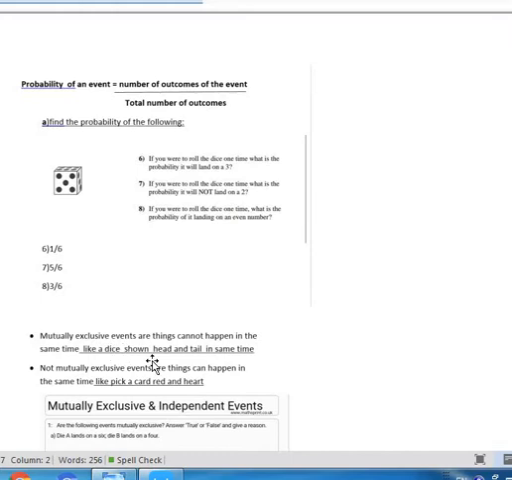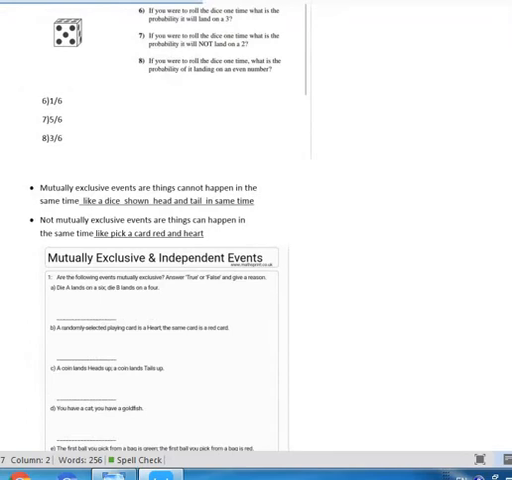Mutually exclusive events are things that cannot happen at the same time, like a dice showing head and tail at the same time. Okay, I have here not mutually exclusive events, or things that can happen at the same time, like picking a card that is red and a heart. So these are the mutually and the not mutually exclusive.